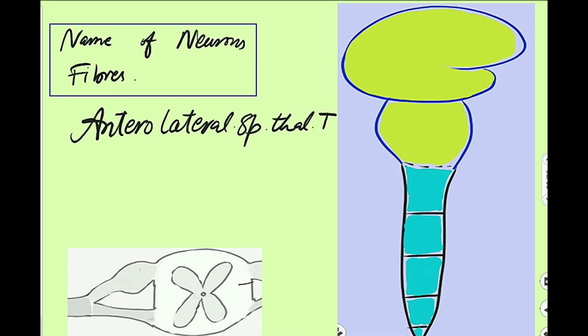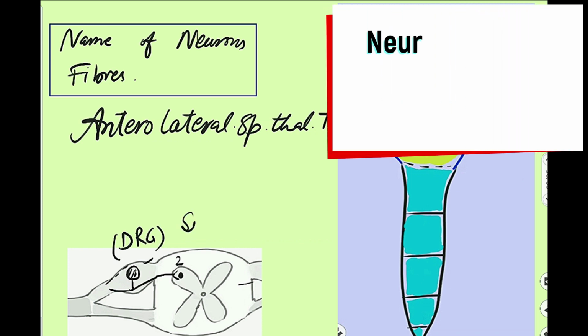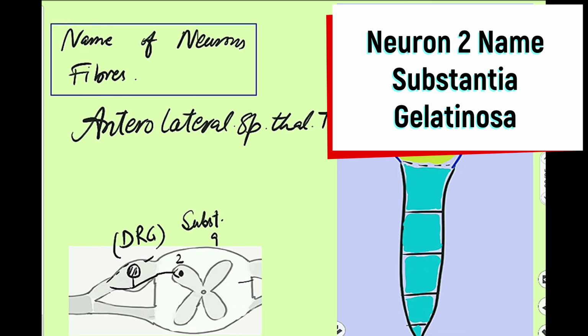First order neuron of this anterolateral spinothalamic tract is present in the dorsal root of the spinal cord here. This is a pseudounipolar neuron named as dorsal root ganglia, and this is a false ganglia. Second neuron of this system is present in the dorsal gray matter, dorsal horn of the spinal cord, and this second neuron here is named as the substantia gelatinosa.